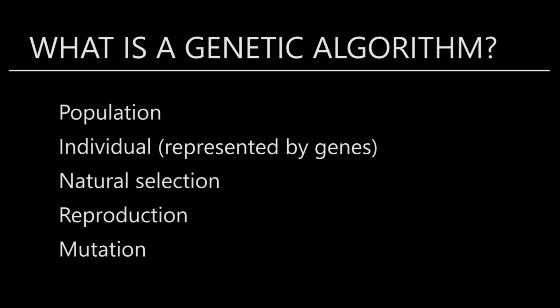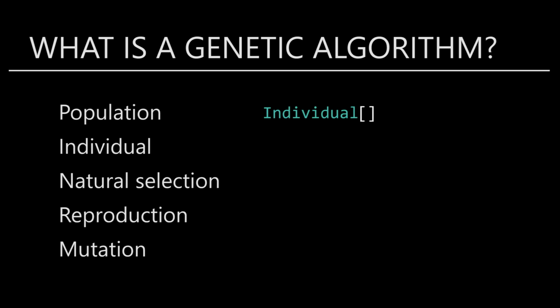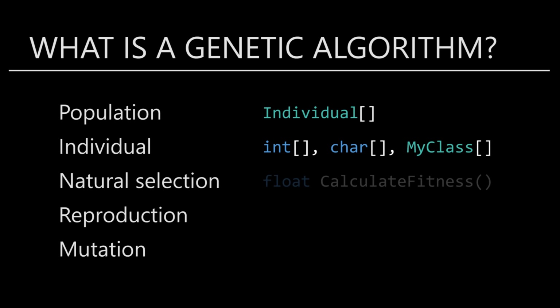But what does this mean in programming terms? So a population will simply be an array of individuals, which is a class that we will create. Individuals are represented by their genes. Their genes are an array of a certain kind of data type. It could be an int, it could be a float, boolean, char, or just some custom class that we make. It can be anything, really. Natural selection will be a function that we're going to implement to calculate how fit each individual is.